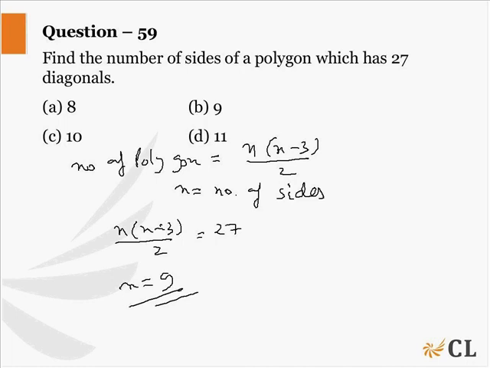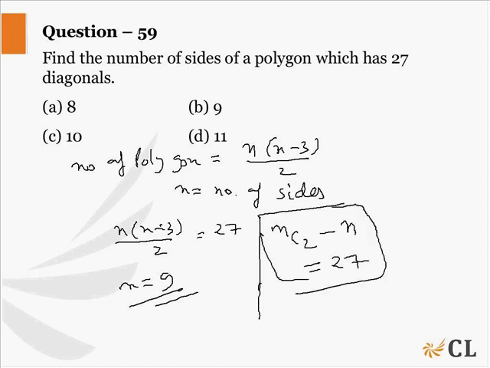Or if you some of you is the PNC. If there are n points in a line, so total number of lines can be NC2. Out of these NC2, n will be the sides, so remaining will be the number of diagonals, which is given as 27. So you solve this or you solve this, you'll get the answer. Okay.